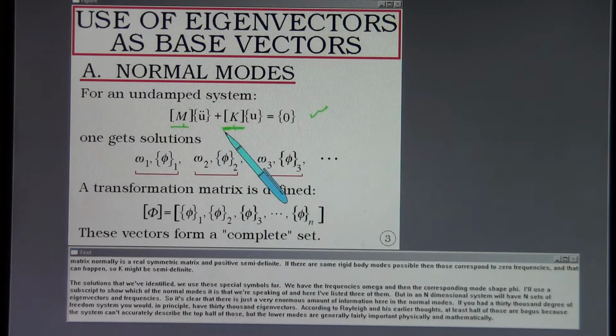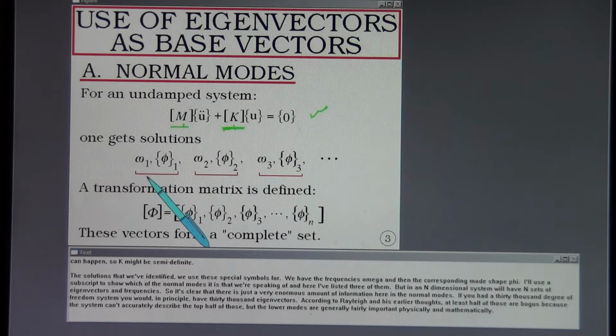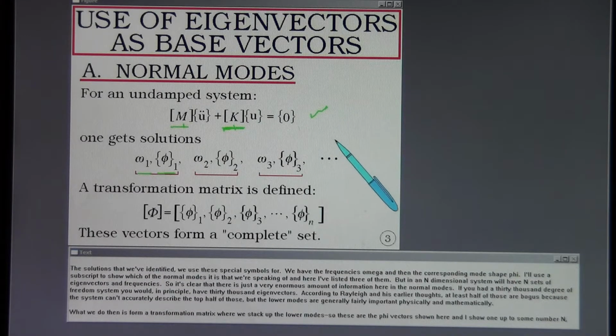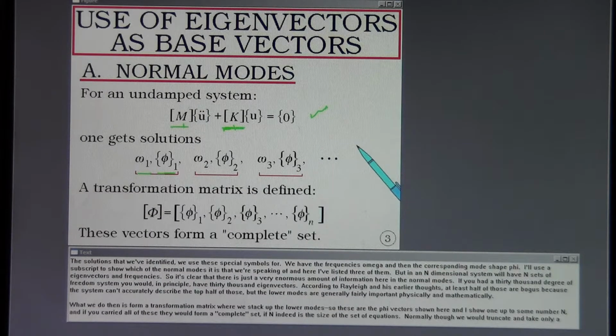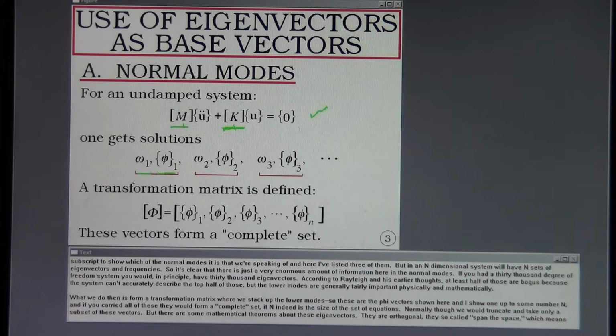The solutions that we've identified, we use these special symbols for. We have the frequencies omega and then the corresponding mode shape phi. I'll use a subscript to show which of the normal modes it is that you're speaking of. And here I've listed 3 of them, but in an n-dimensional system you will have n sets of eigenvectors and frequencies. So it's clear that there's just a very enormous amount of information here in the normal modes. If you had a 30,000 degree of freedom system, you would in principle have 30,000 eigenvectors. According to Rayleigh and his earlier thoughts, at least half of those are bogus because the system can't accurately describe the top half of those. But the lower modes are generally fairly important physically and mathematically.